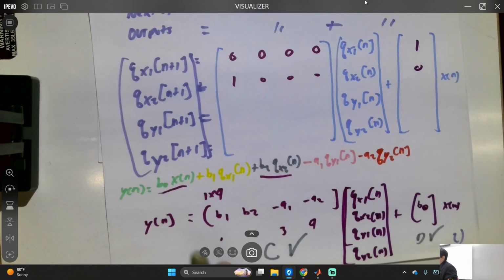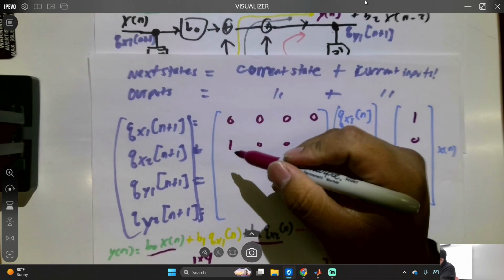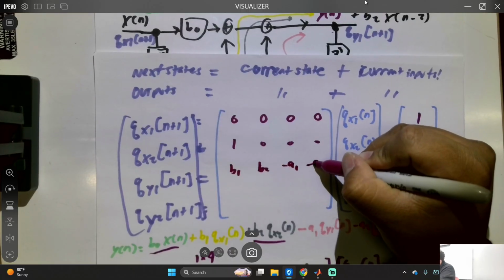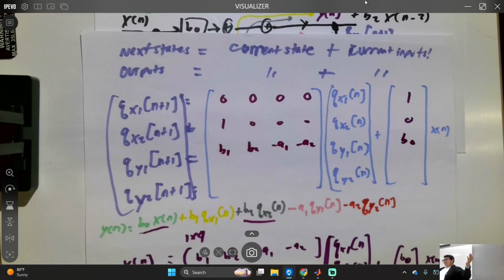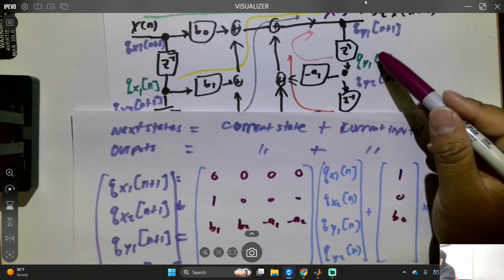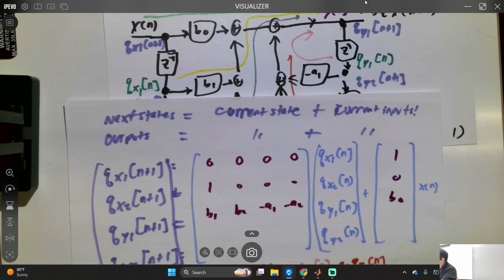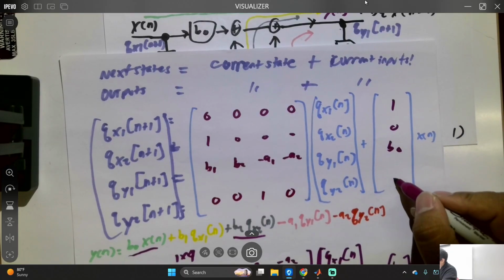So guess what? I'm naming myself the king of copy paste. You'll see it in my 420 class for a reason. B1, B2, minus A1, minus A2, and B0. Boom. We're getting there. Final one. What's this one equal to? QY1, right? So here's QY1 right here. It's in position 3. So let's do 0, 0, 1, 0, 0.